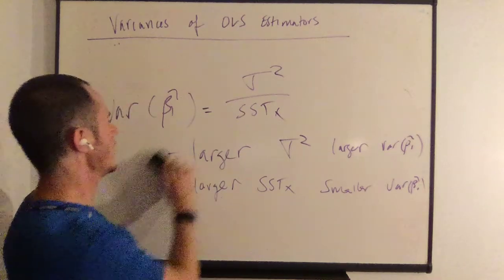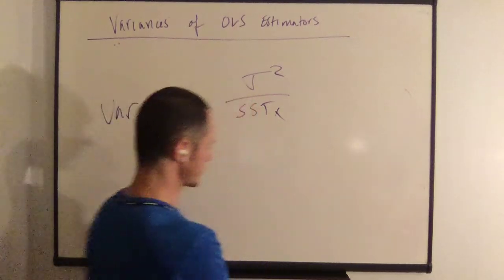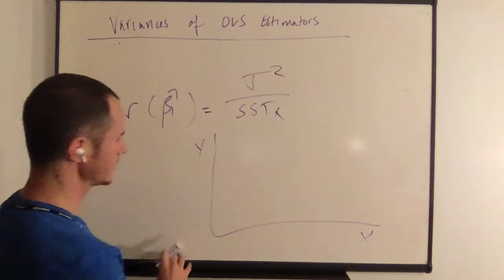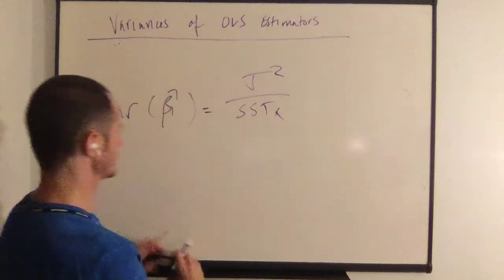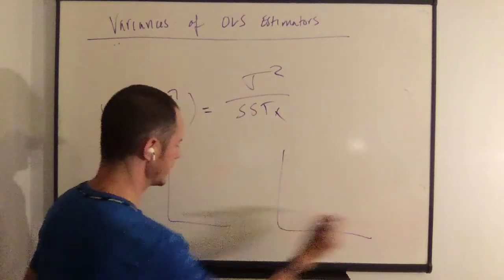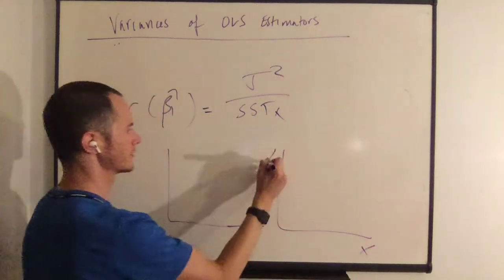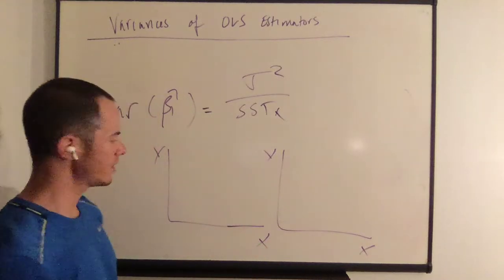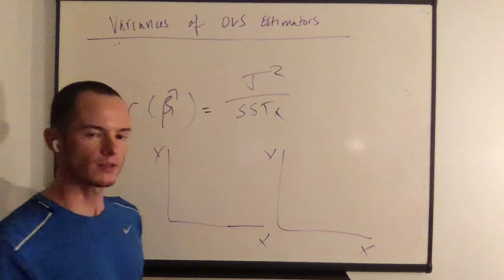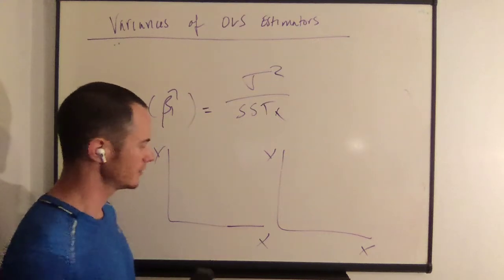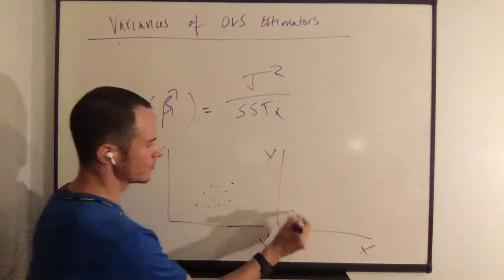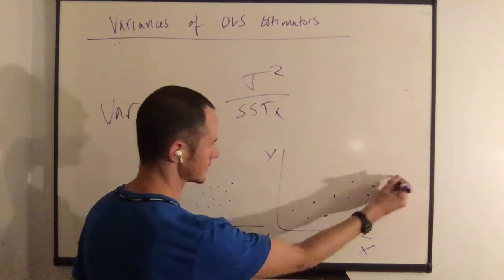And why might that be? What's the intuition there? Let's look at a plot to think about that. You have x, you have y. Let's make 2 plots. Give you a 2-for-1 deal. x, y, x, y. I'm going to plot the same number of observations, one with a lot of variation in x and one with a little bit of variation in x.